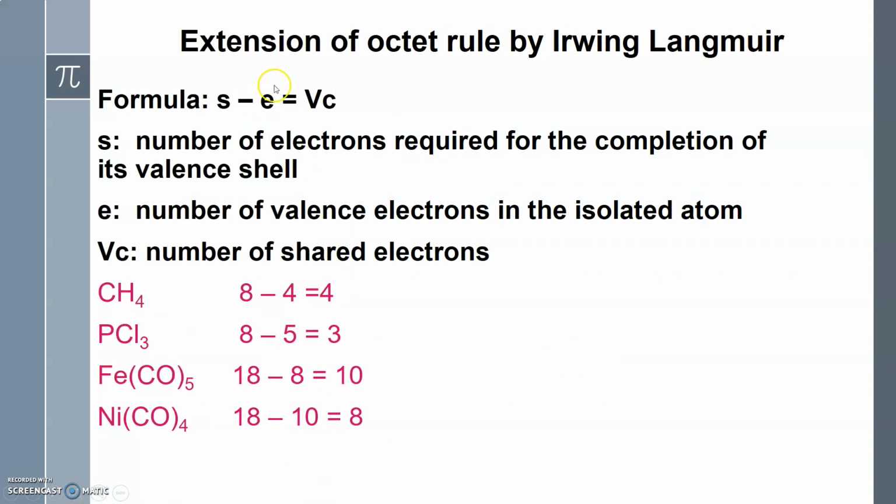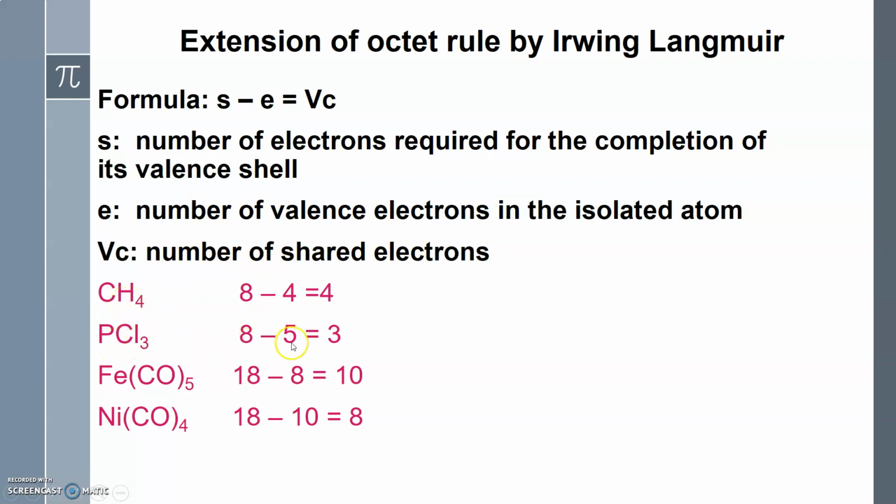Now the same formula is given here, but some examples are there. So let us now try to understand the example. The formula is rewritten here. The number of electrons required for CH4, an organic compound: the number of electrons required for the completion of its valence shell is 8. So how many electrons are actually present in the carbon? 4. So how many more electrons does it require? It requires 4 more electrons. Those 4 electrons are the number of shared electrons that it gets through bonding with hydrogen.